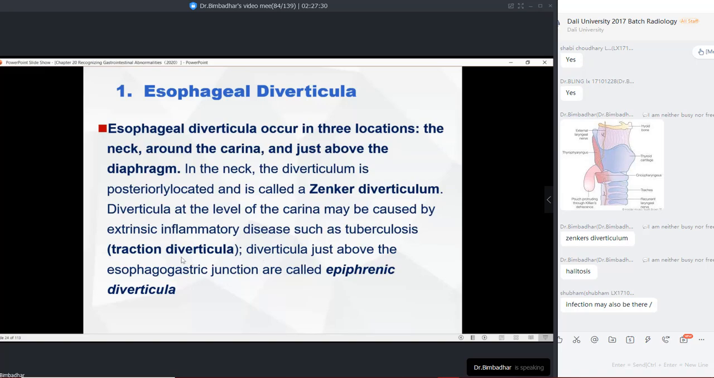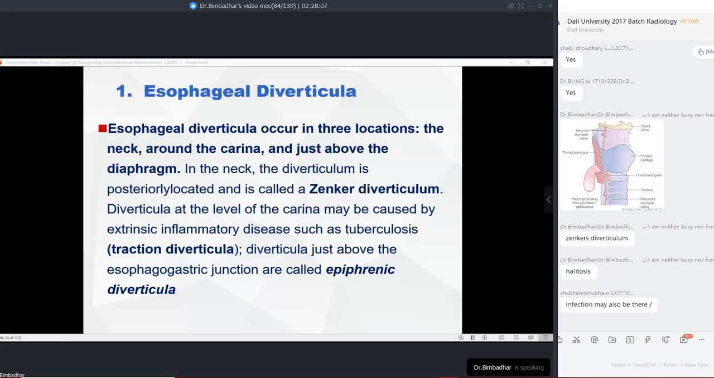There are different types of diverticula. Okay, we need not worry about this one. Now you have to understand that there are two types of diverticula: true diverticula and false diverticula. You will eventually learn them in the surgical topic, but I will not get into much more detail of that pathophysiology. But just remember the names. Diverticula just above the gastroesophageal junction can also happen, which is called epiphrenic diverticula. Okay, so there are different types of diverticula at different locations.